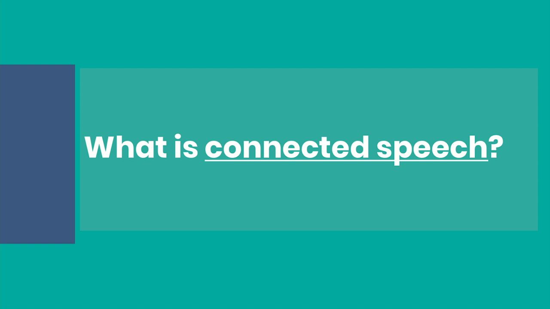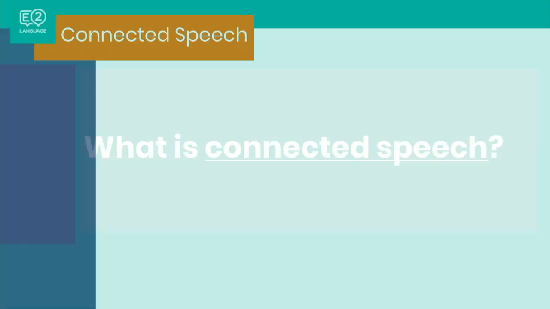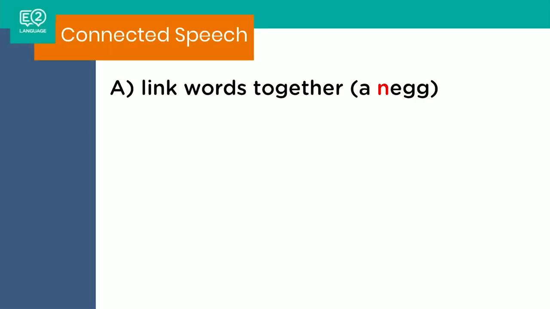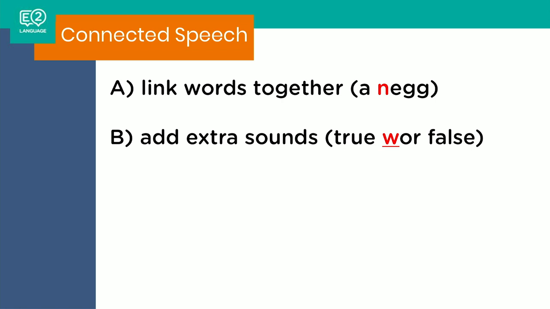What is going on when native English speakers speak naturally? So, first of all, what we do is we link particular words together. For example, we don't say an egg, we say an egg. I had an egg for breakfast, an egg. Also, sometimes we add extra sounds that just aren't there. If I say true or false, true or false, true or, there's a W that appears.